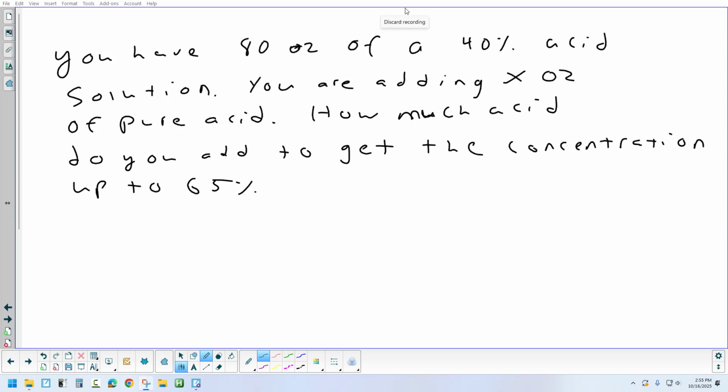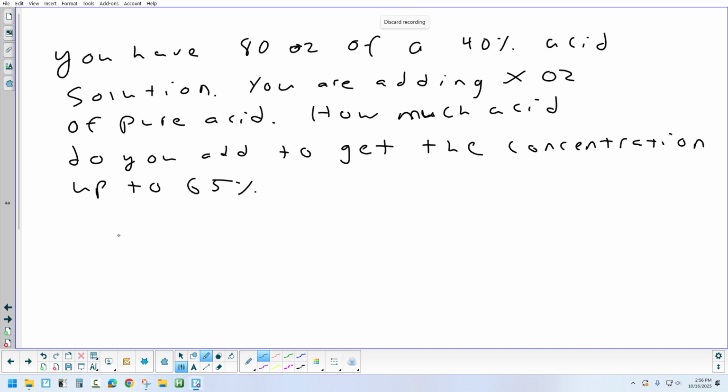All right, so first question we're going to take a look at is a concentration problem. So we're starting with an 80-ounce solution, and out of the 80 ounces, 40% is acid. We're going to pour acid into it until we get the concentration from 40% up to 65%. So I want to know how much acid is it going to take to do that.